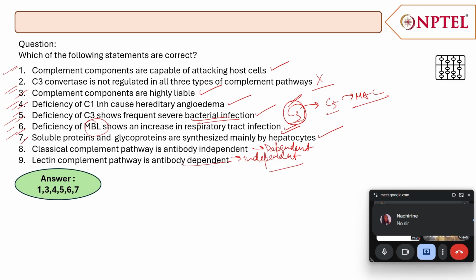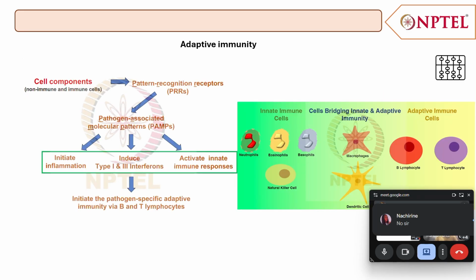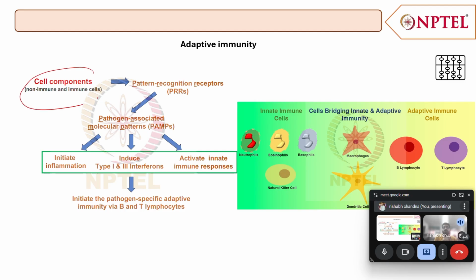Okay, so now we'll be moving on. First we covered innate immunity, the components, the receptors, the recognition patterns, and now we'll move on to adaptive immunity. The adaptive immunity is more specific in nature. As we see here, there are cell components associated with the innate immunity that can be both immune and non-immune cells.